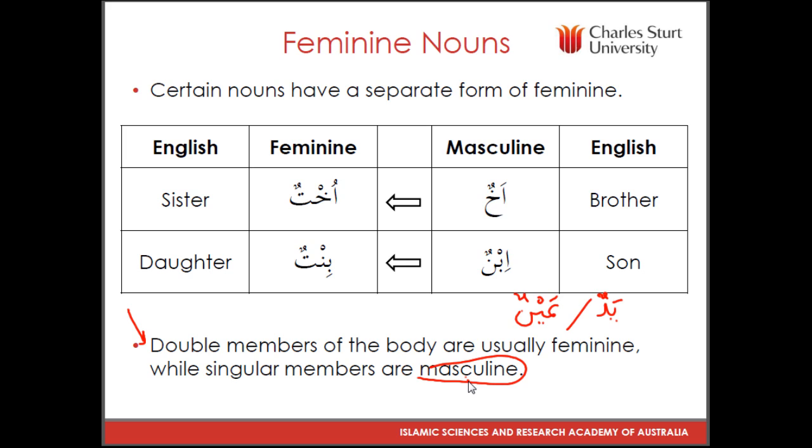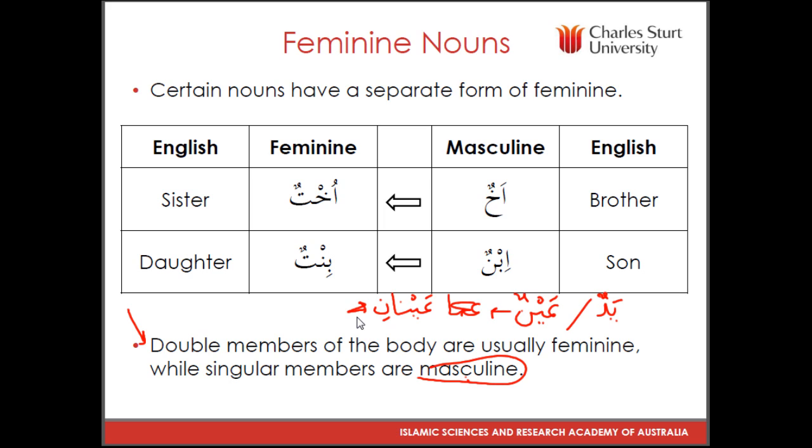Normally there should be ta to make it feminine, isn't it? It's true. But for these things, it's still in Arabic, you have to memorize and understand this. Double members are feminine. Single members are not feminine.